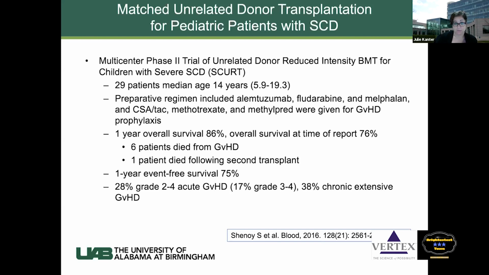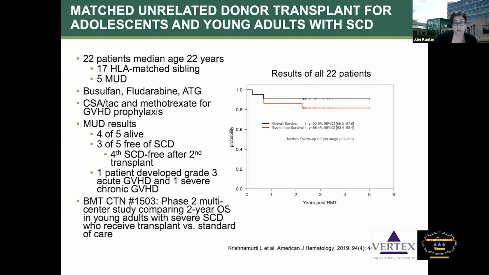not as acceptable. When we looked at adults with matched unrelated donor transplant in a study called the STRIDE study that enrolled 22 patients, we see that 5 of these patients, so 5 of the 22, were matched unrelated donors. The others were matched related donors. In this group of 5 patients, only 3 were cured of sickle cell disease, although 1 was later transplanted again and was cured. 1 patient, however, had severe grade 3 acute graft versus host disease, and 1 had chronic graft versus host disease. So again, while these results are encouraging, we're seeing that matched unrelated donor transplants aren't doing as well as we would like.